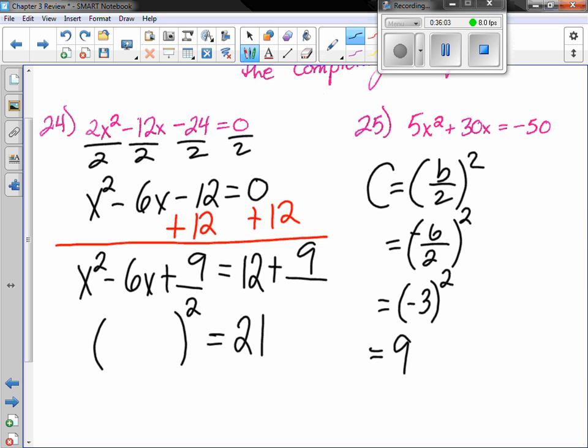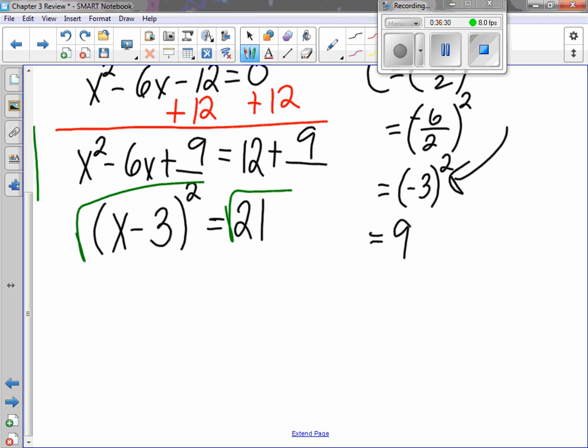Now for the other side, we can factor x squared minus 6x plus 9 down to a set of parentheses squared. And we would have x minus 3 this time, because inside the parentheses before we squared it was negative 3. So we'd have x minus 3. Now at this point here, we're going to take the square root of both sides. And when I take the square root of both sides, well, the square root and square would cancel, leaving me with x minus 3 is equal to plus or minus the square root of 21.